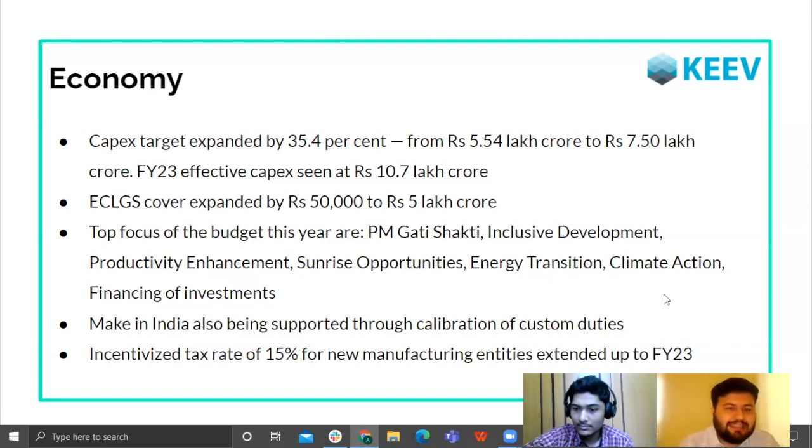Otherwise the corporate tax rate has anyway come down. So the effective tax rate used to be, after all your deductions, cess, surcharge, everything, around 35%. Now it is down to around between 22 to 25%. The government has not done this through the budget, but it has happened apart from the budget. The government does a lot of announcements apart from the budget also. So that is how the corporate tax rate has come down.